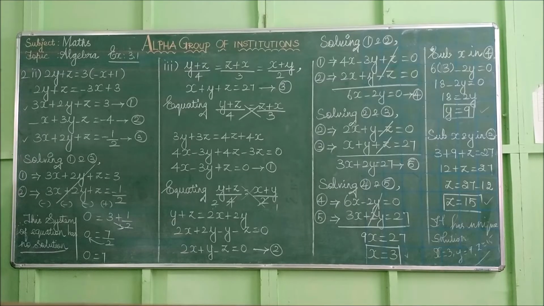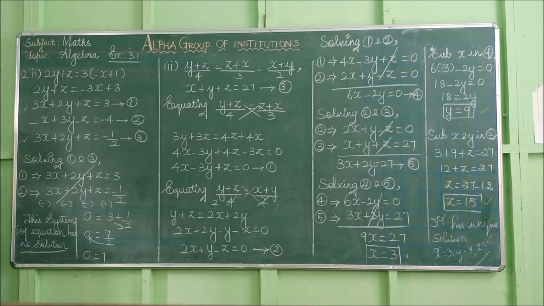Everybody look at page number 93, second problem. Discuss the nature of the solution of the following system of equations. We already saw the system of equations. We know three types of solutions. What are they? Unique, no solution, infinitely many solutions.